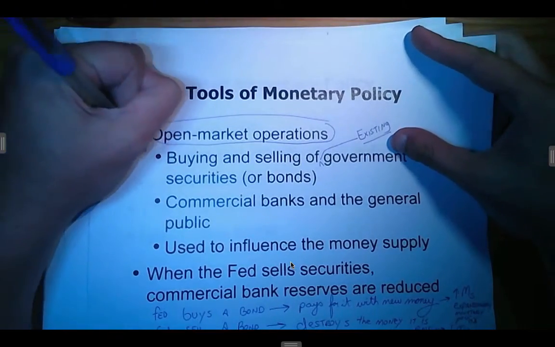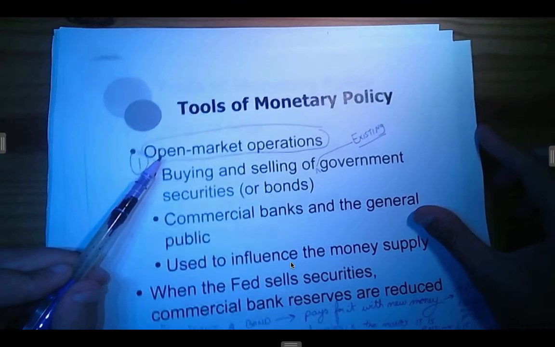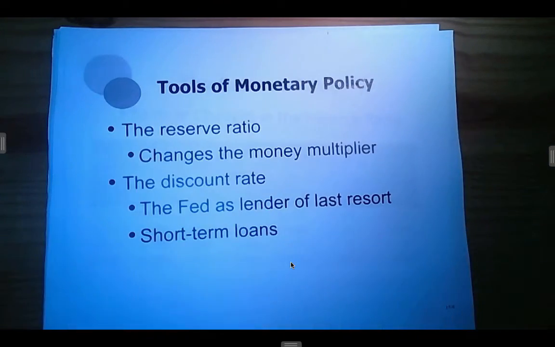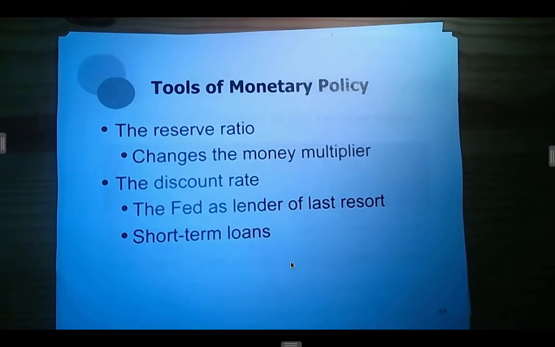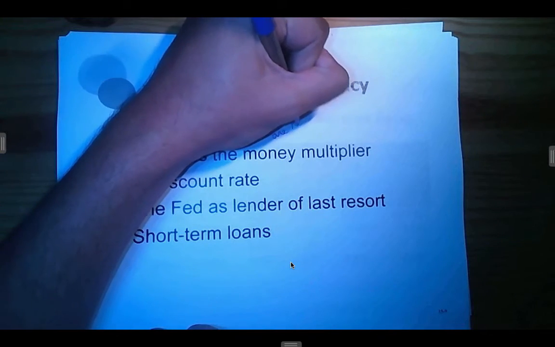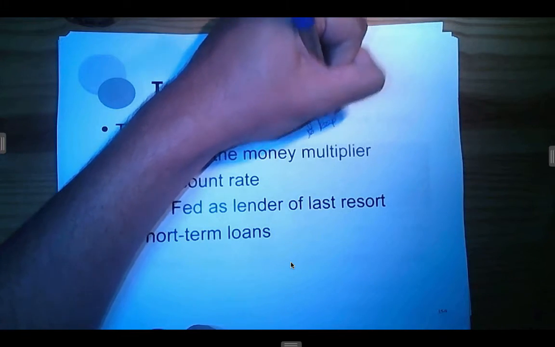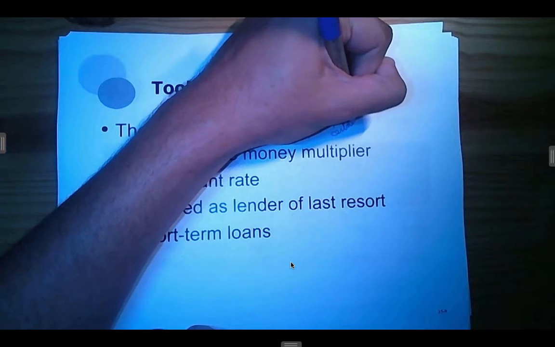So this is one of 3 ways that I can change the money supply, with an open market operation. It can also be changed with the reserve ratio. And basically, banks are required to keep a certain amount of reserves.